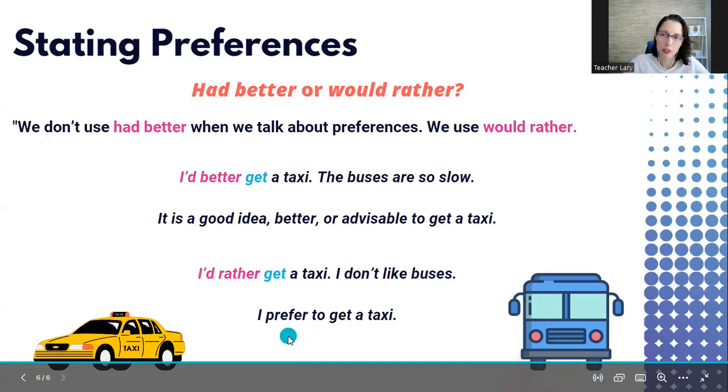Okay, so the main difference between had better and would rather is this. Had better we use when we want to talk about something that is advisable, something that is a good idea, and would rather to talk about preference.